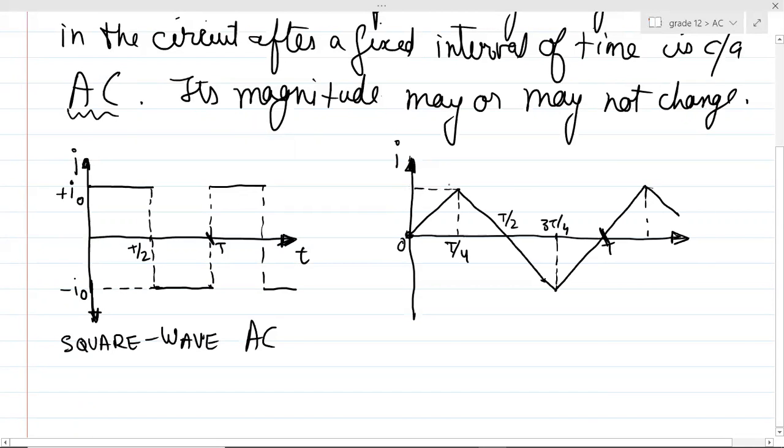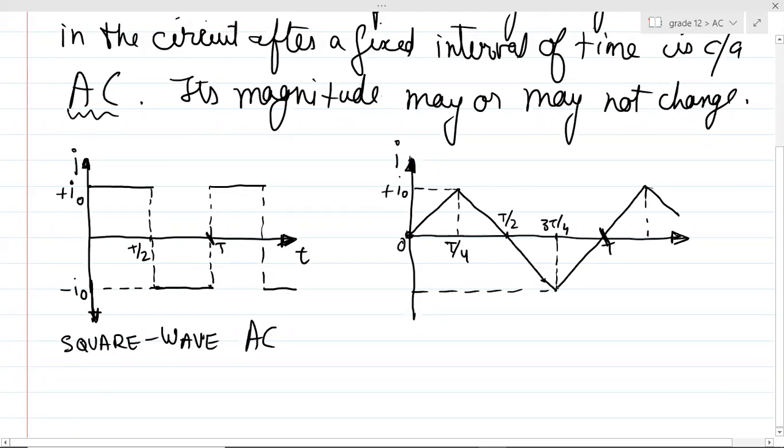Direction is still positive, okay? It reaches a maximum value. And then it starts decreasing; between the time interval T by 4 to T by 2, it keeps on decreasing. Then the current at this particular time becomes 0 in the circuit, and then the current starts increasing in the negative direction, which implies the opposite direction, reverse. If let's say clockwise is positive, then here the current will go anti-clockwise, right? Are you getting my point?